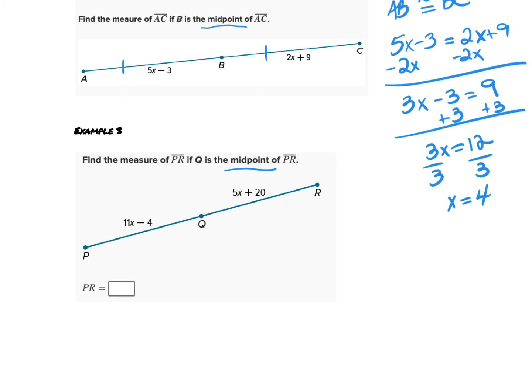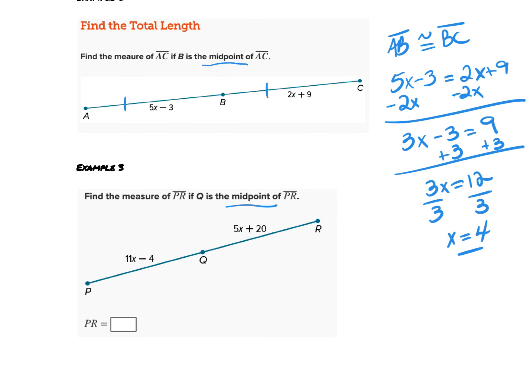Hopefully some of you caught the fact that while for example number 2, I found the value of x, I did exactly what I told you not to do, which was stop and go back and reread the question. And the question did ask for the length of AC. So 4 is x, minus 3. Remember, in order of operations, we always multiply before we subtract. So I have 20 minus 3. So the length of AB is 17 units.